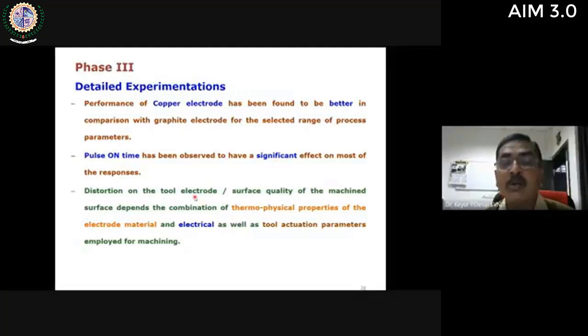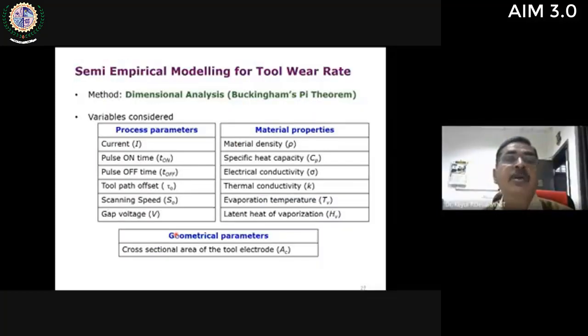Distortion on the tool electrode, that is the tool wear, and the surface quality of the machined surface, depend upon the combination of thermophysical properties of the electrode material, that is tool material, and electrical as well as tool actuation parameters employed for machining. So that means the distortion or tool wear and the surface roughness, that is surface quality, depend upon the combination of all these parameters. This is what we have studied.